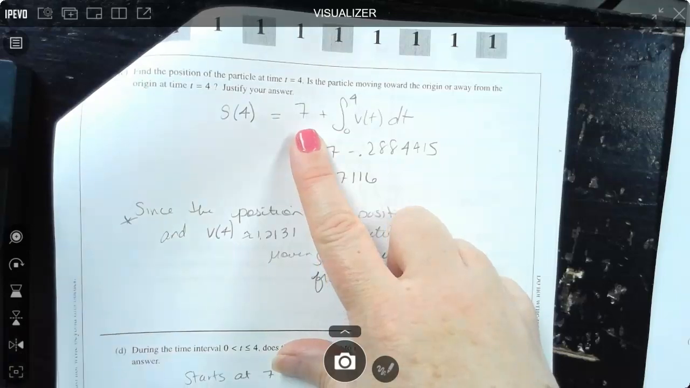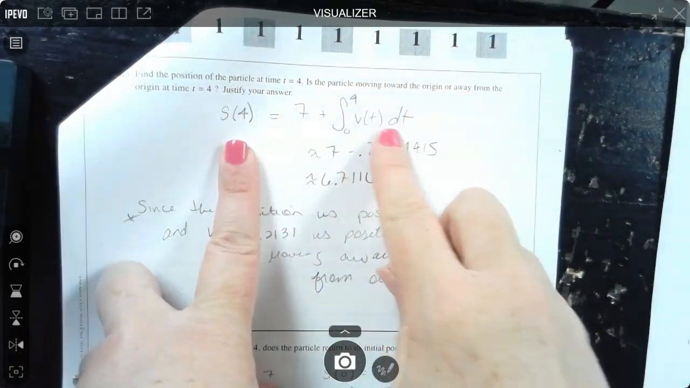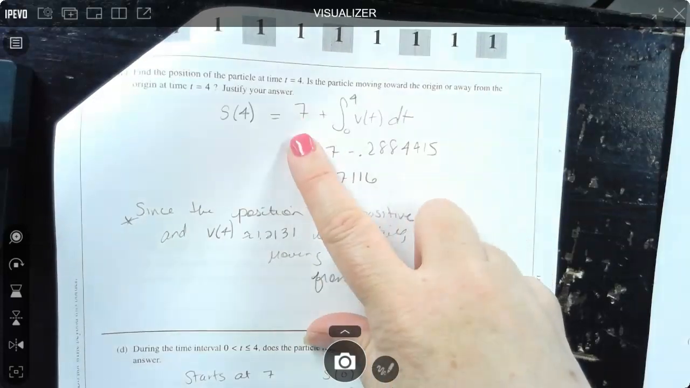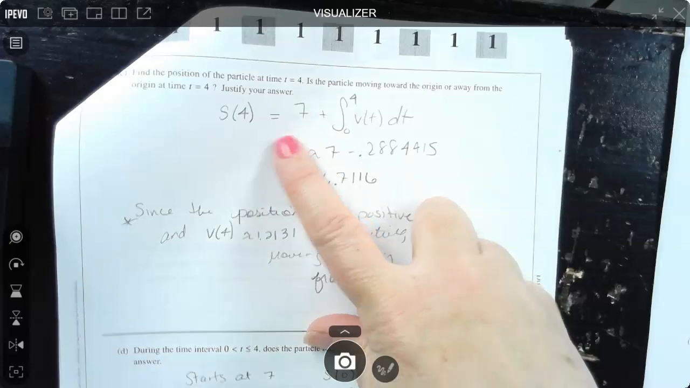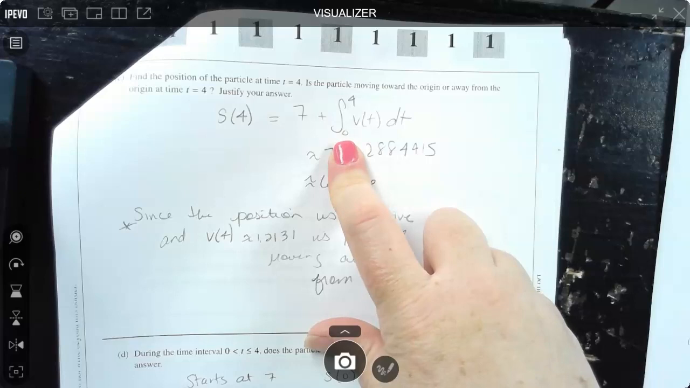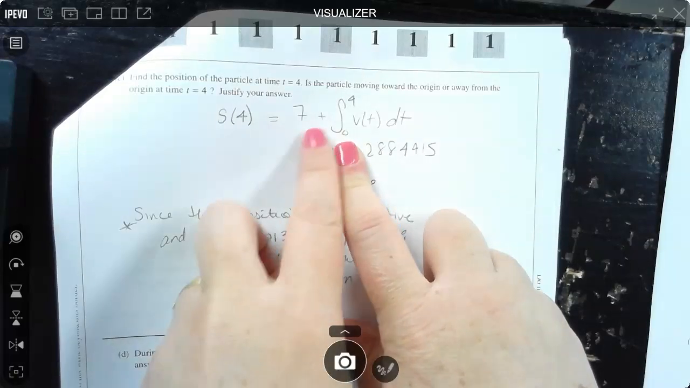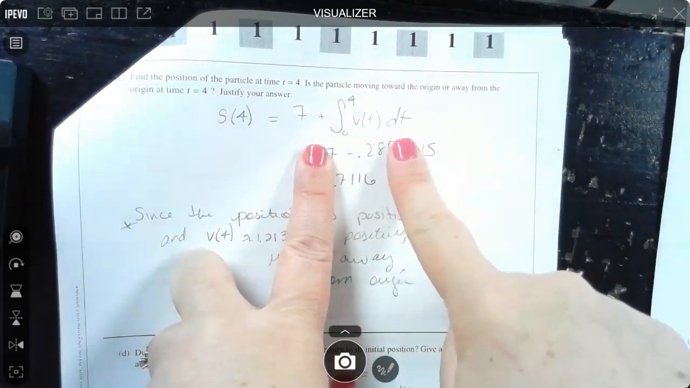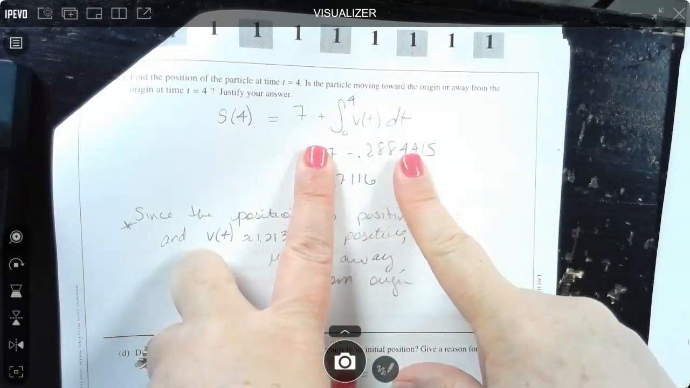So for this setup, for writing this integral, you got 1 point. For adding the initial condition to it, you got another point. So this right here gave me 2 points right off. Even if I didn't know what to do or how to plug it in, I got 2 points just from writing this part: initial position plus the integral.